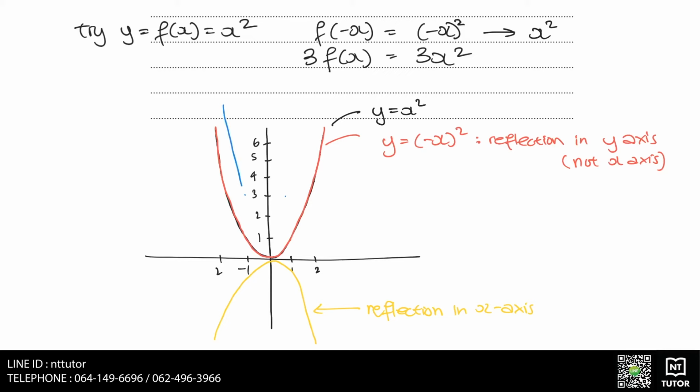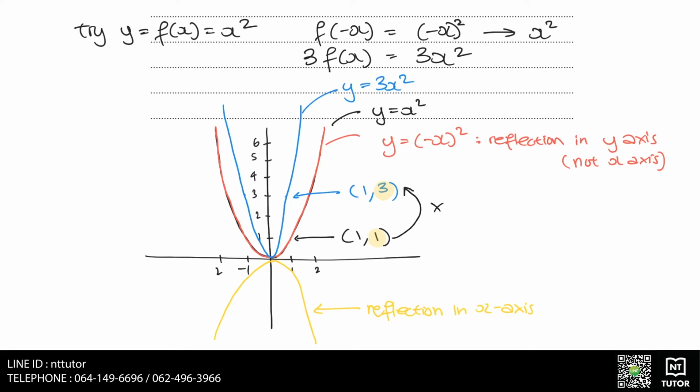If we sketch the graph for y equals 3x squared, which is 3 f(x), we can see that it has been stretched upwards. And if you compare the coordinates where x equals 1, it's (1, 1) and (1, 3). Therefore, the y-coordinate has been stretched by a scale factor of 3.